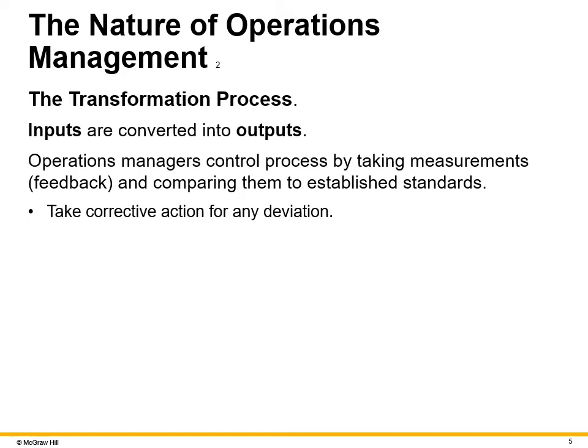To ensure that the transformation process generates quality products efficiently, the operations manager controls the process by taking measurements at various points in the transformation process, comparing these measurements to established standards, and taking corrective action for any deviation. Transformation may take place through one or more processes.